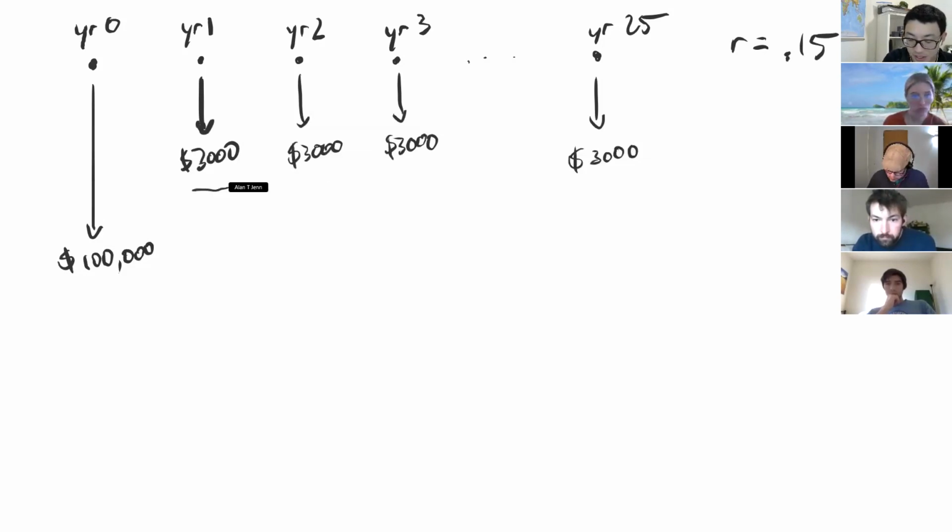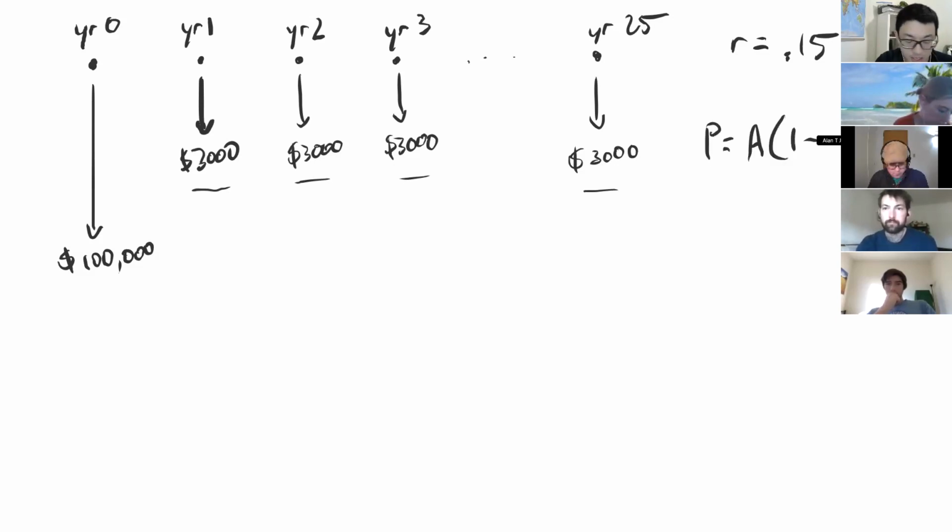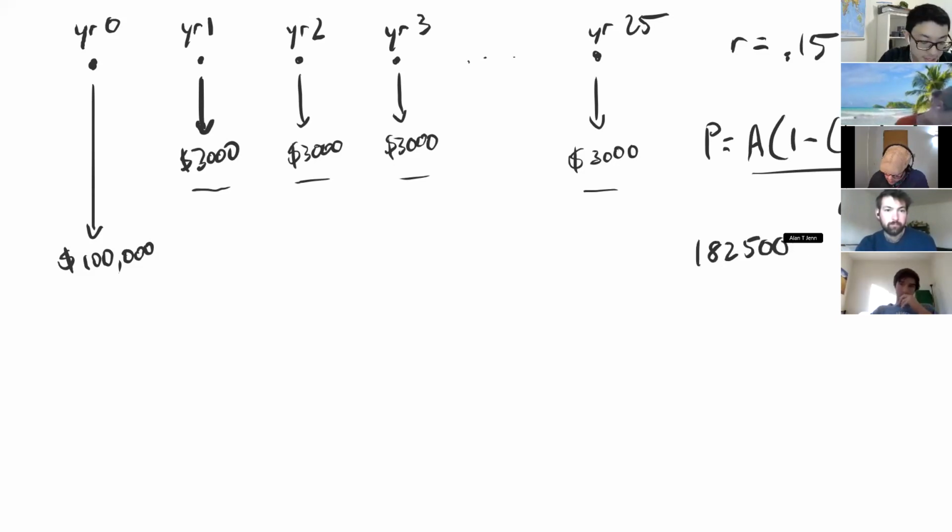One thing to note is that these annual costs are all the same, so we can lean on the annuity equation, which is P equals A times (1 minus (1 plus i) to the negative N) over i. This is unfortunately one of the ones you end up just having to memorize. And the last thing to remember is that we generate 182,500 kilowatt hours per year.